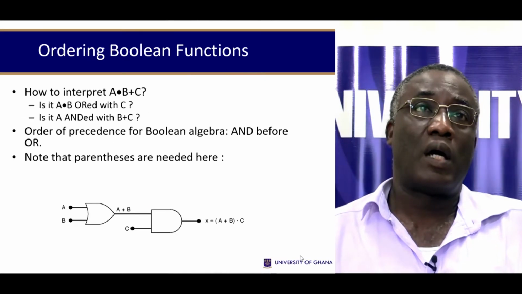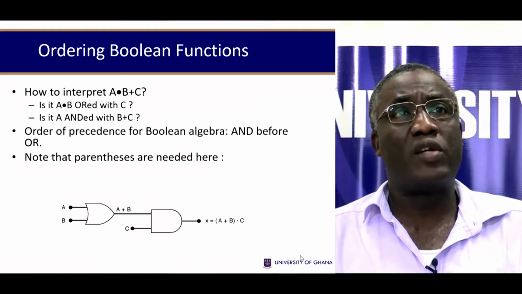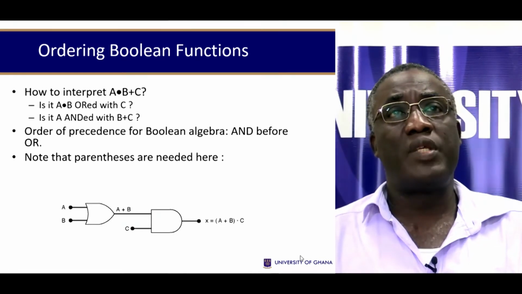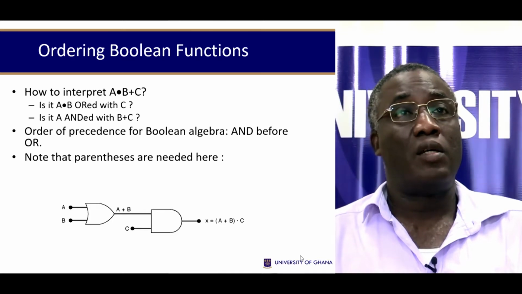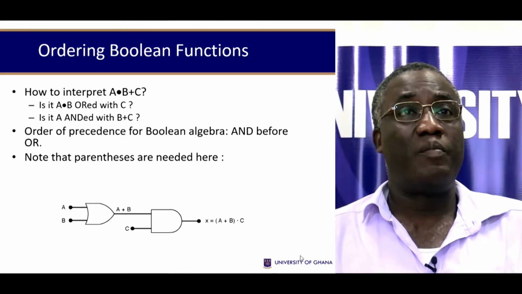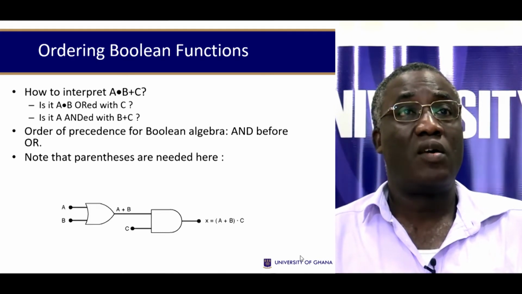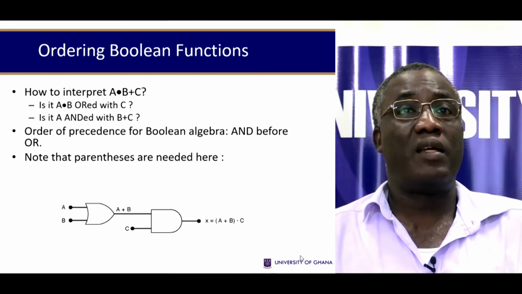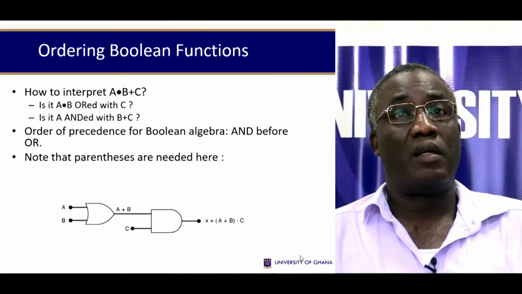Now, how do you order Boolean functions? If you have to read a function, in what order do you do them? How do you interpret A and B or C? Do you OR the A and B? Do you first do A and B and OR it with C, or do you do B or C and then AND it with A? So what's the order of precedence?